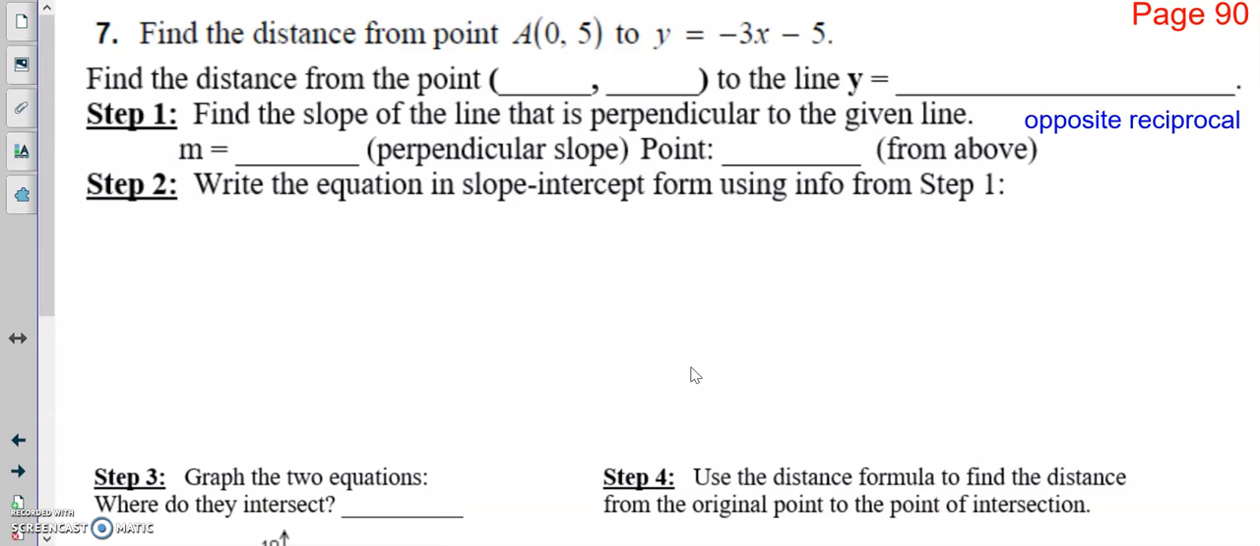So, find the distance from point. This 4-step method works for any problem. So make sure you have a clear example of this written down so you can duplicate and follow this algorithm. Remember, an algorithm is just a set of instructions that you follow. So our point is A, and we are doing it through 0, 5. The line that we're talking about is y equals negative 3x minus 5. I'm going to call this y1 because we're going to deal with another line, the perpendicular line to that as well.